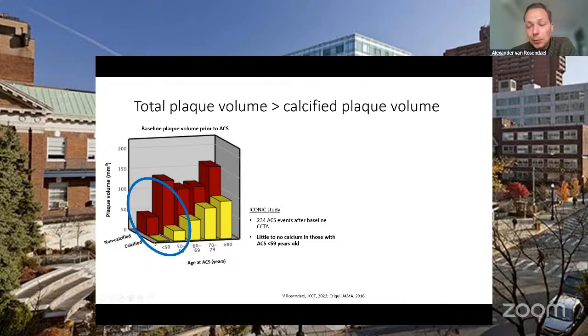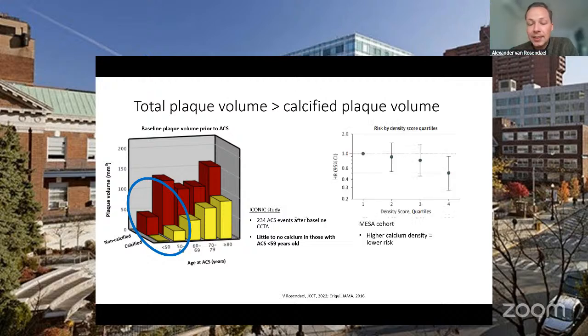Actually, in this group of patients who got their heart attack younger than 50, the calcium score was 0 in 50% of the patients. So calcium score works less well in patients younger than 60. You will underestimate the risk.